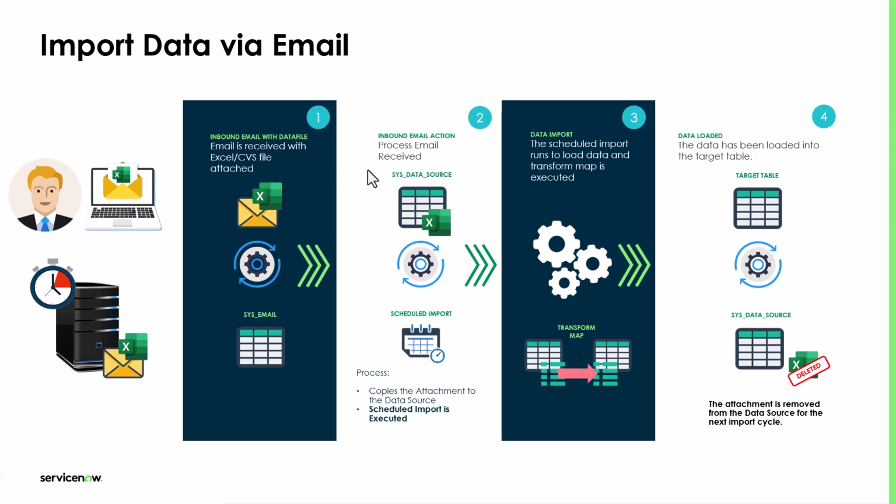On the second step, we're going to trigger a predefined schedule import that is associated with a data source and transfer map by using an inbound action. On the third step, schedule import will run, loading the data from the spreadsheet and then executing the transfer map. On the last step, once our target table is populated with the data, we're going to instruct our schedule import to delete any attachments from the data source so we can have everything ready for the next cycle to import data.